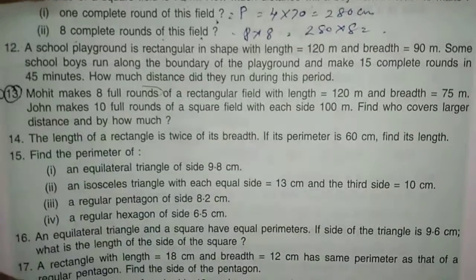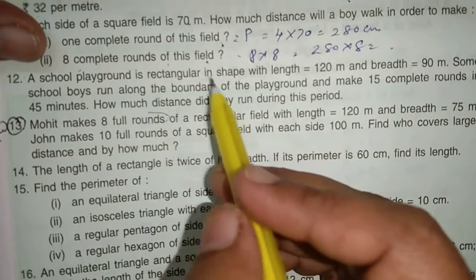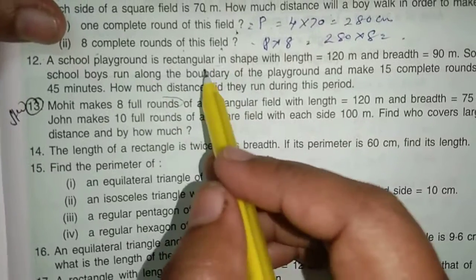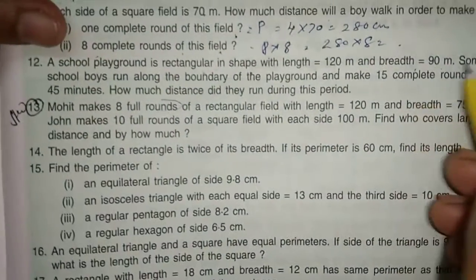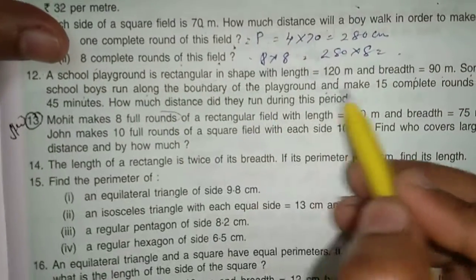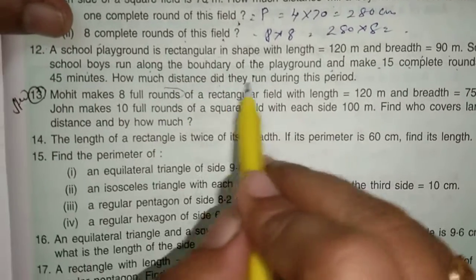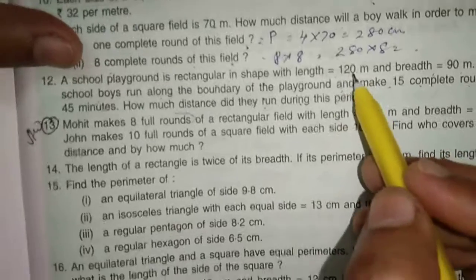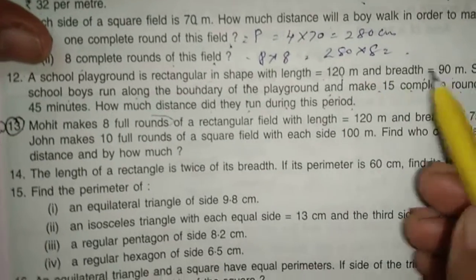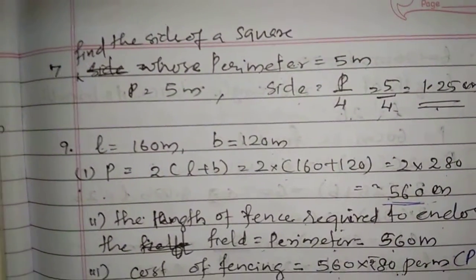Now moving to the 12th one, a school playground, just the same question. The playground is rectangle shaped, with length 120 meter and breadth 90 meter. Some school boys run around the boundary of the playground and make 15 complete rounds in 45 minutes. How much distance did they run during the period? First of all, we have to find the perimeter of that playground, 2 into L plus B. Using that formula, you can find the answer.